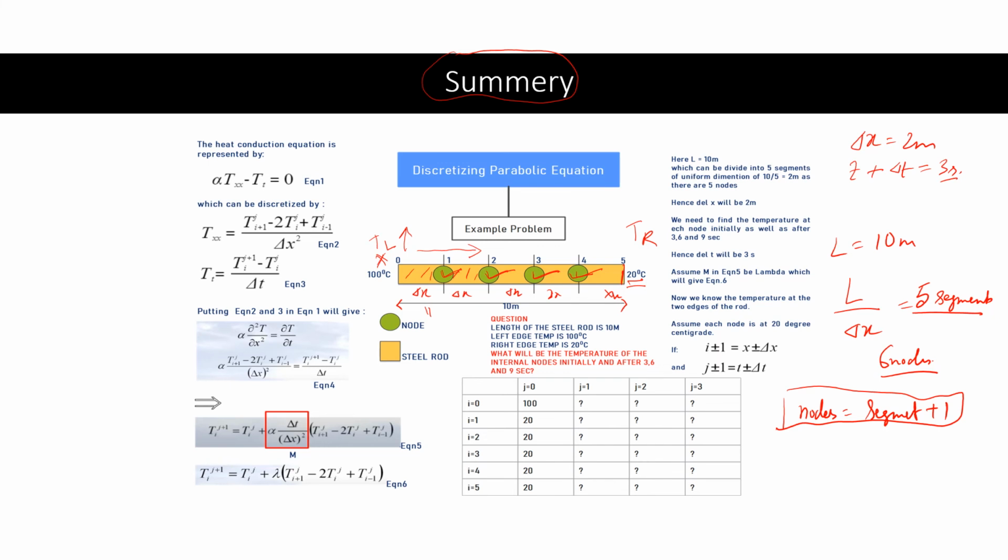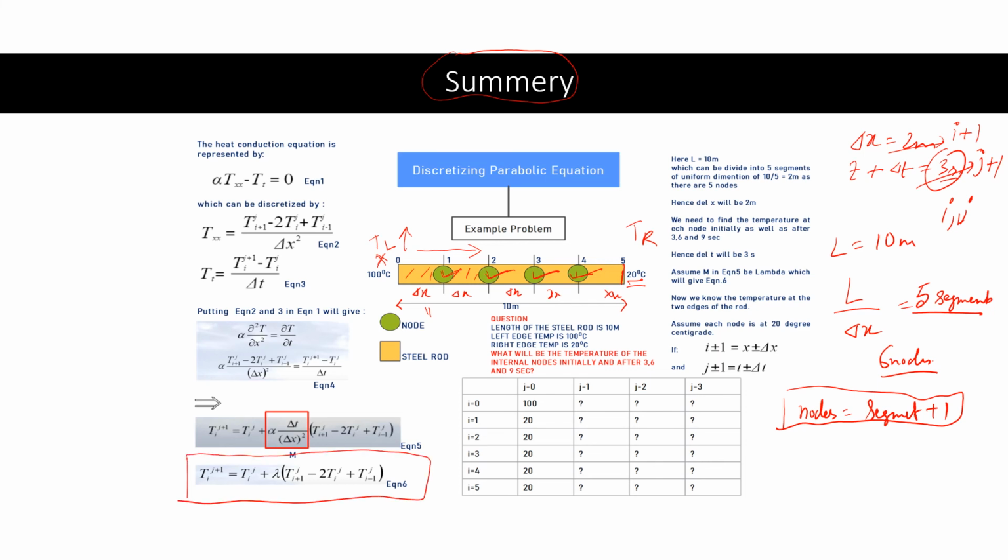So the time increment is represented by j plus 1 and the space increment by i plus 1, that means i is the positional coordinate and j is the time, the temporal coordinate, right? So to find out the temperature at all these nodes after a time increment of 3 seconds, we have to use this equation.